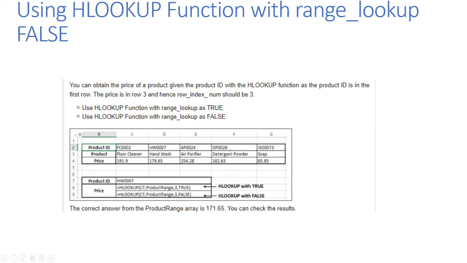So this is the product range. Then row 3. So 1, 2, 3. Row 3. Then we have here true and false. So the correct answer is 171.65. So you can check the results. So since it is not sorted, then this will give the correct answer.